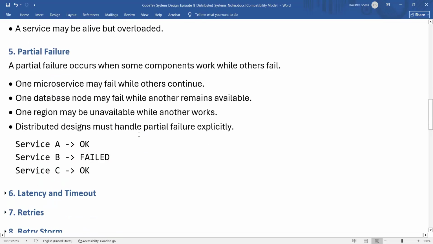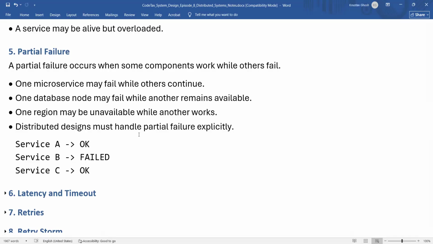One of the biggest challenges in distributed systems is something called partial failure. Let's say we have three services: user service, order service, and payment service. Suppose user service is working, order service is working, but payment service is down. The entire system has not completely failed, only one component has failed. This is called a partial failure. Distributed systems must be designed to handle these situations.